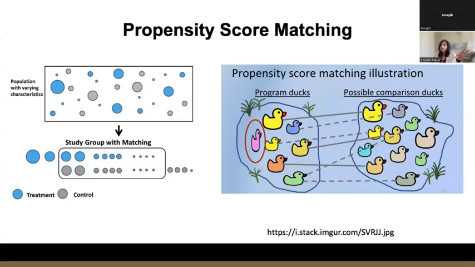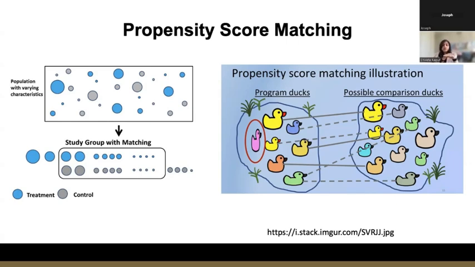But another thing to note here is that when you do propensity score matching, you might not be able to find perfect matches for all of your observations or for all of the individuals in your sample. You might be left with some of the individuals that you couldn't match. So that is one drawback. You lose some of your data.